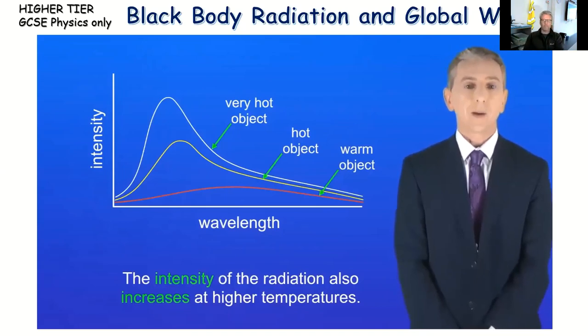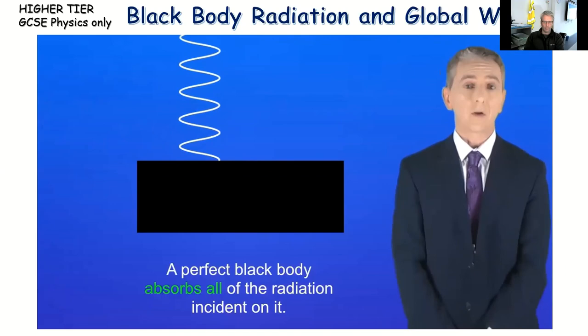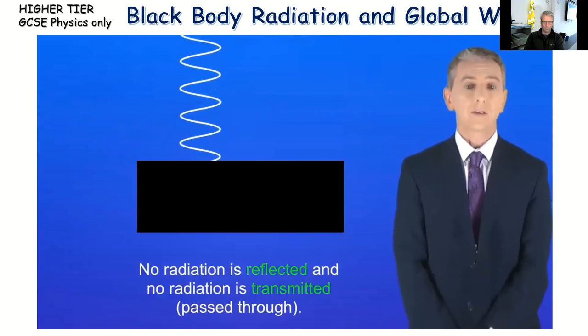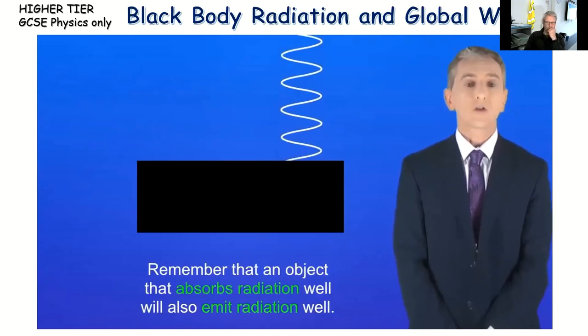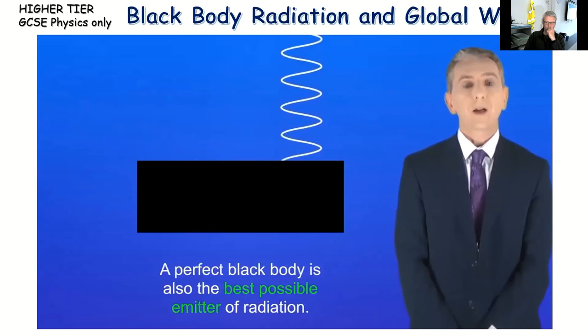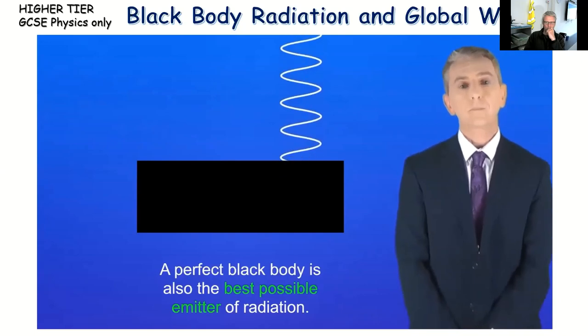Okay, we're going to look now at the idea of black body radiation. A perfect black body absorbs all of the radiation incident on it. No radiation is reflected and no radiation is transmitted, in other words, passed through. Remember that an object that absorbs radiation well will also emit radiation well. So that means that a perfect black body is also the best possible emitter of radiation.